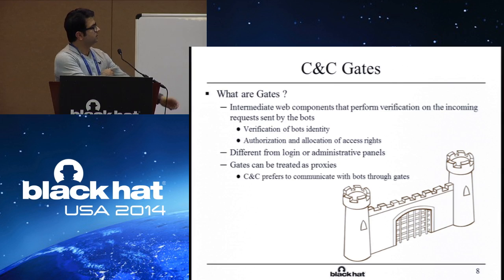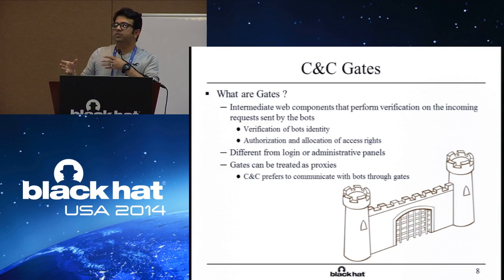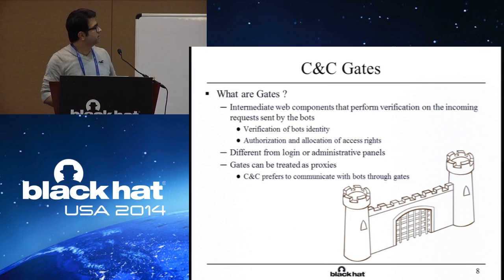Again, I want to lay stress on C&C gates, because when the communication channel is set up between the bot and the command and control server, they come up with the idea to introduce a proxy layer between them so that bots do not get directly to the C&C panel itself. They send data to the gate, authenticate themselves, then the data is decrypted at the gate level and submitted back to the database and stored in clear text format. I think 90% of HTTP-based botnets use these C&C gates.